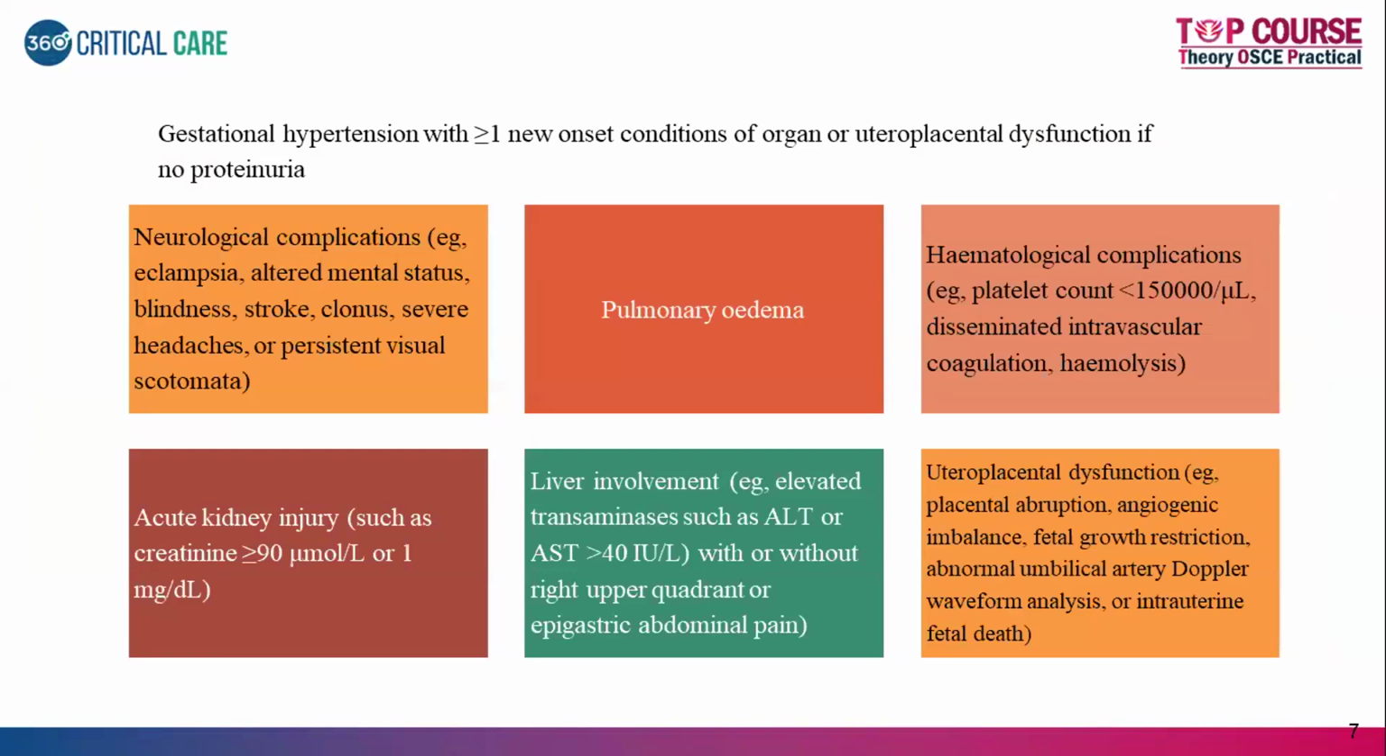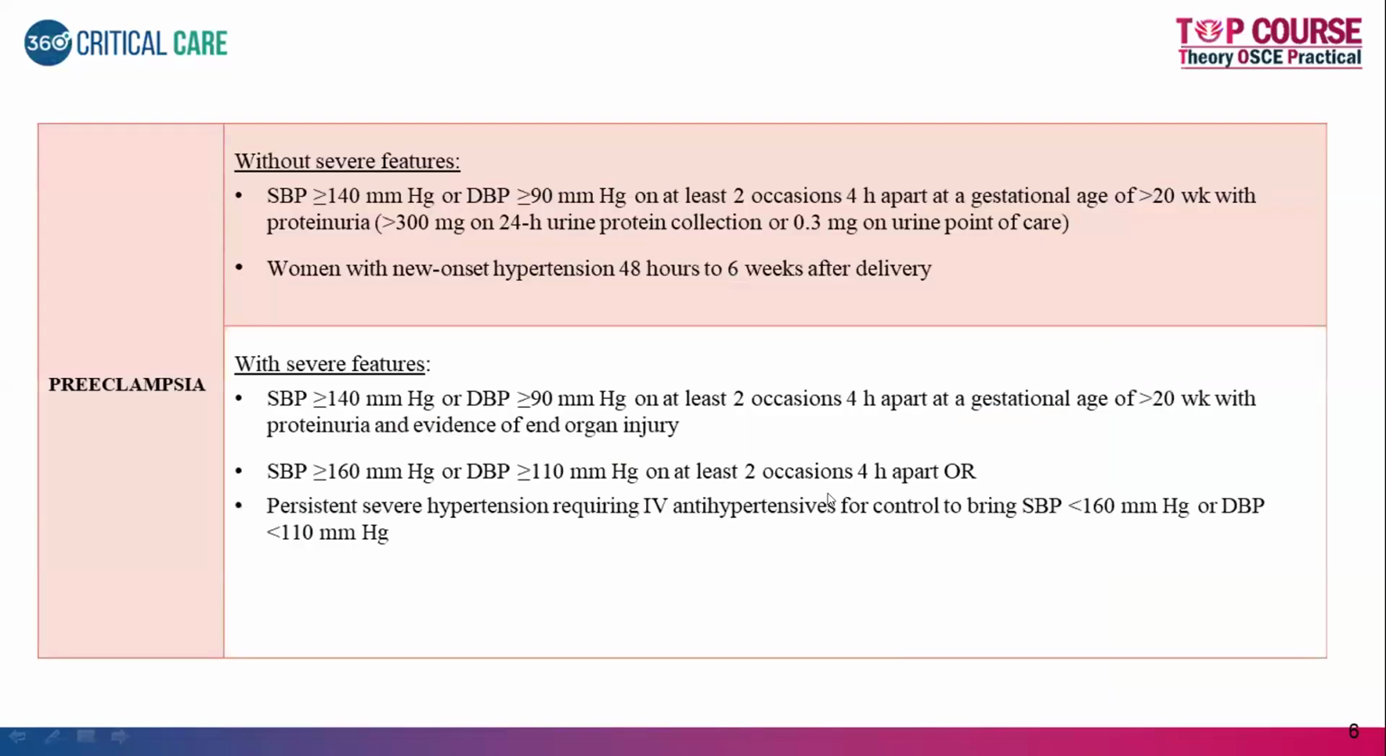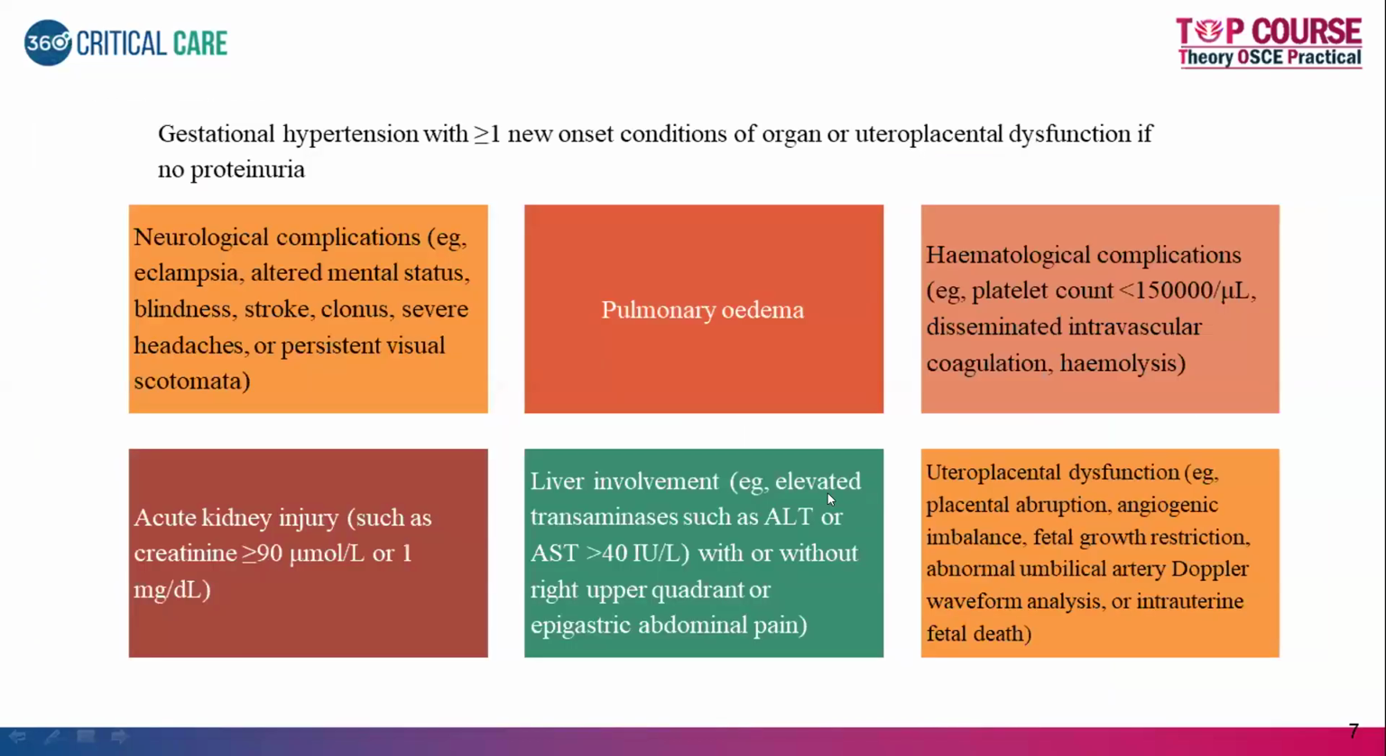As I told you in the previous one, gestational hypertension with one of the end organ involvements. So from that time I'm telling end organ involvement. What is this? Any neurological complications, like if the patient has eclampsia, altered mental status, development of stroke, blindness, severe headaches, or persistent visual impairment, then that is end organ involvement in the form of CNS involvement.